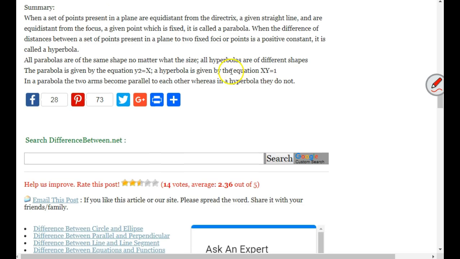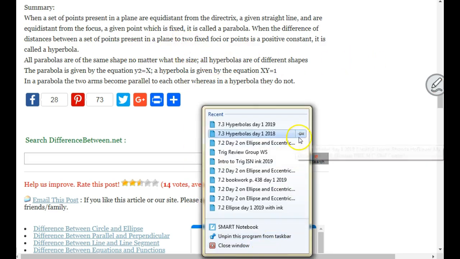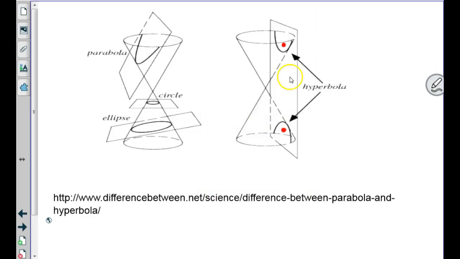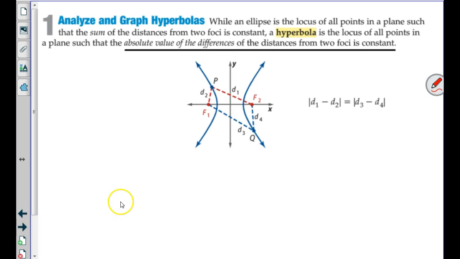There's a fancy definition down here. It says, when a set of points are equidistant from a directrix and a focus, then it's a parabola. This is the definition today. When the difference of the distance between points in a plane to 2 fixed foci is a constant, it's a hyperbola. That didn't really help me out either. The absolute value of the differences of the distance from 2 foci is a constant.